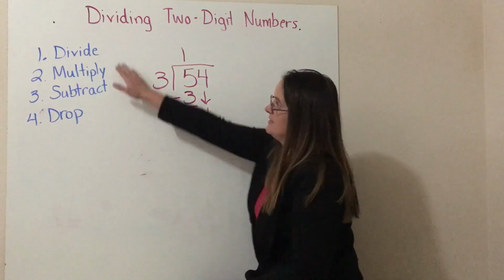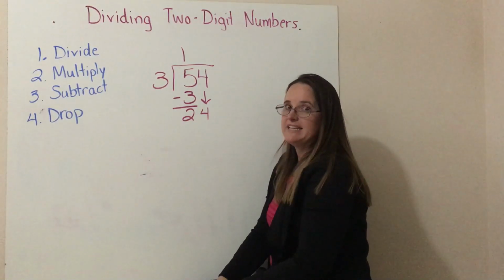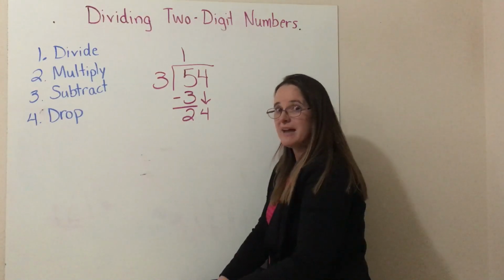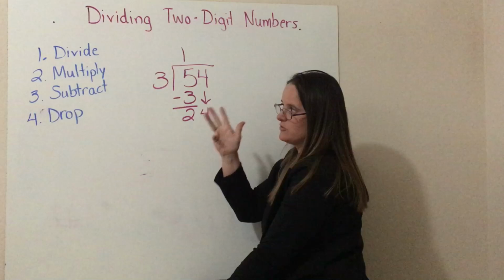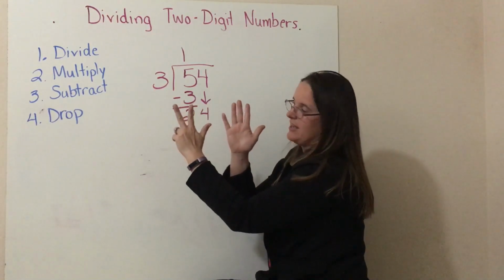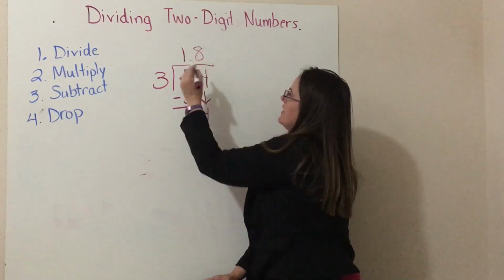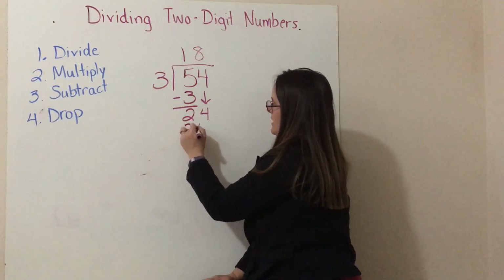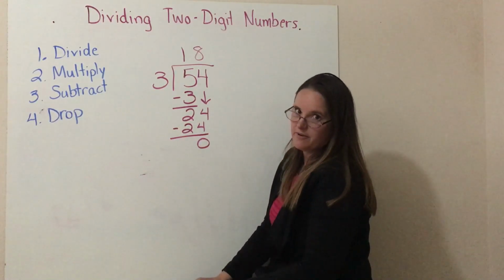Then we repeat. Divide again. 3 goes into 24. How many times? This is a tricky one. You might need to count by 3s. 3, 6, 9, 12, 15, 18, 21, 24. So 8 times. 8 times 3 is 24. And we get a remainder of 0.